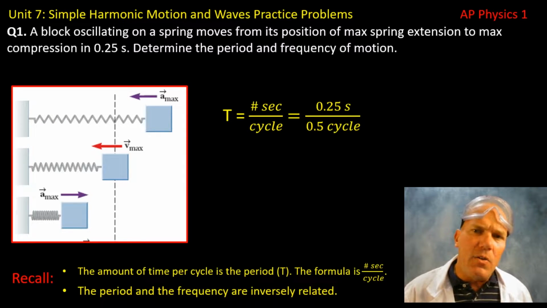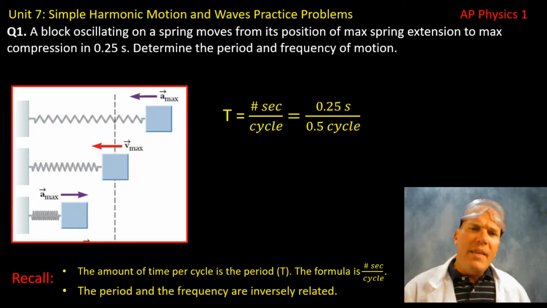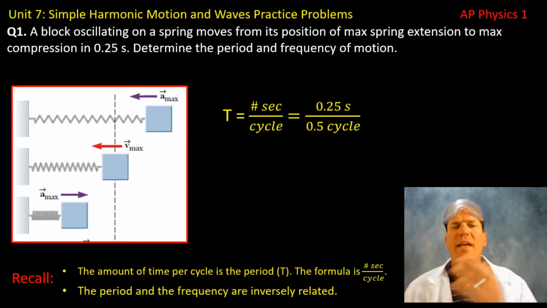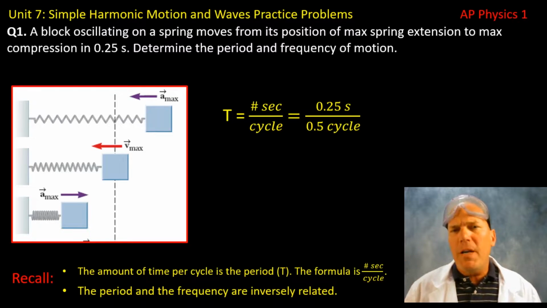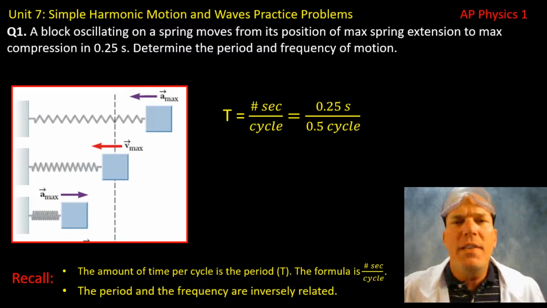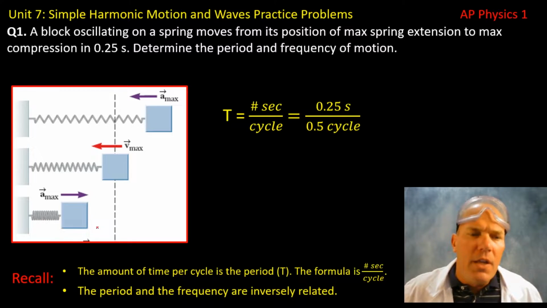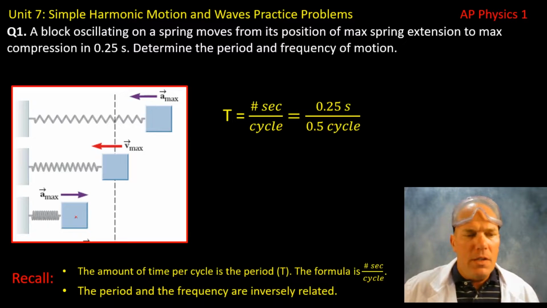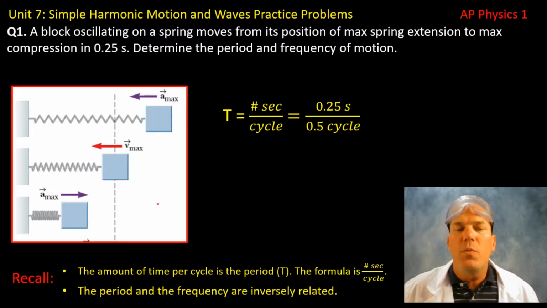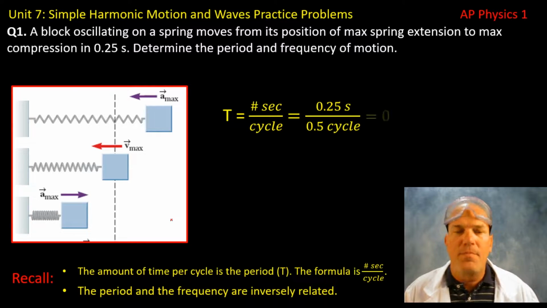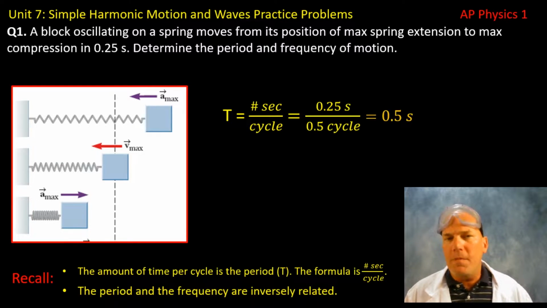Remember, for a full cycle or round trip, this block would have to return back to an area of max spring extension. So in this diagram here, we're only showing 1/2 of a cycle. In order to be a full cycle, again, the block would have to return back to max extension. So we get 0.5 seconds when we solve this problem.